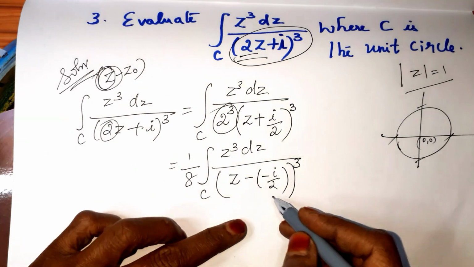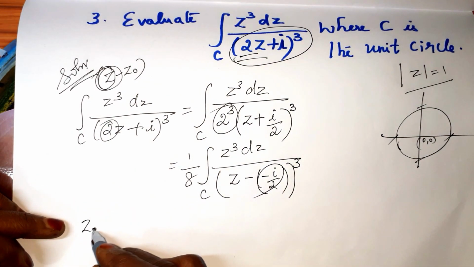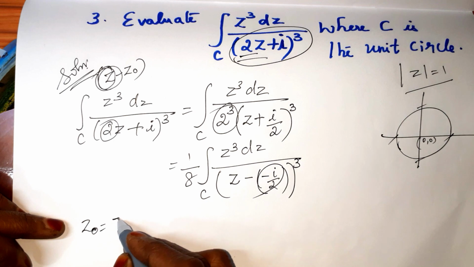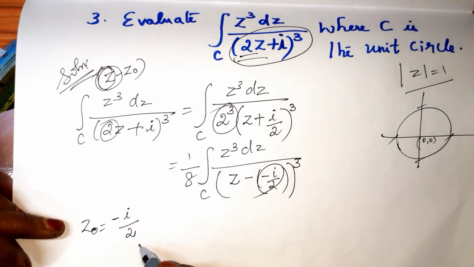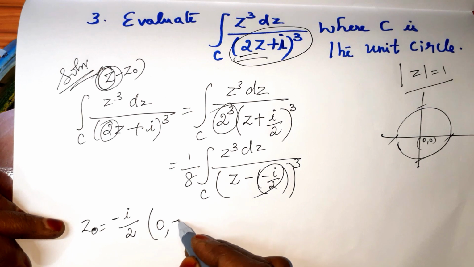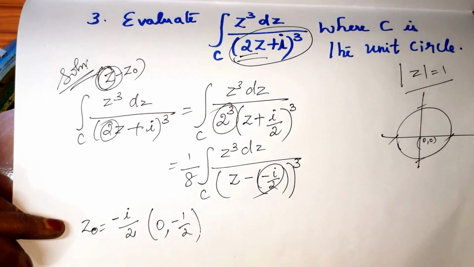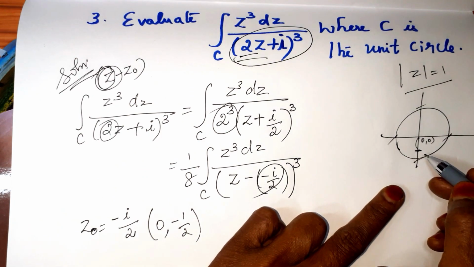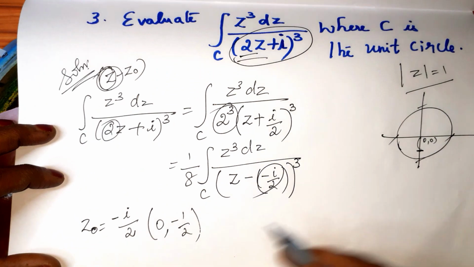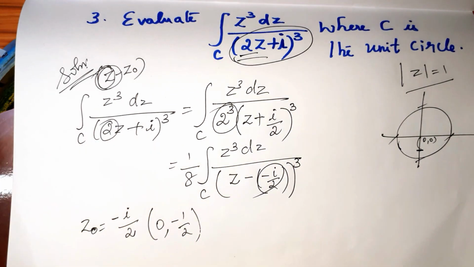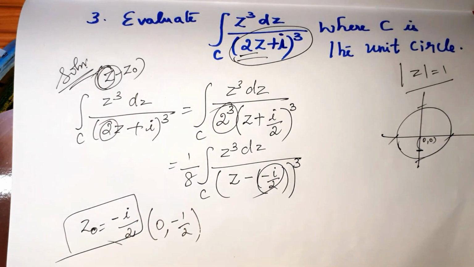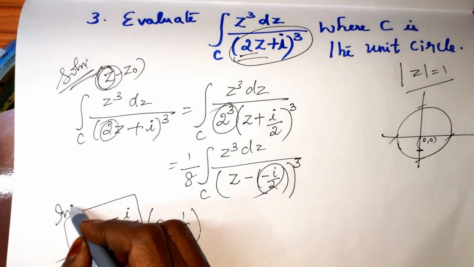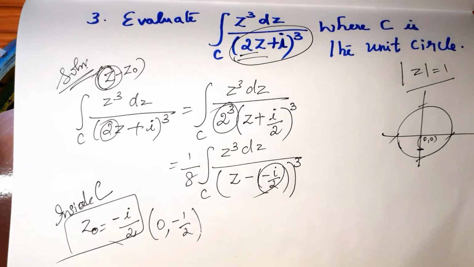Isn't it? Now what is z naught? It is minus I by 2. So what is the point we have? 0 comma minus 1 by 2. 0 comma minus 1 by 2 means this is a point lying here, which lies inside the circle. Am I right? So this is a point lying inside the circle. So our z naught given here is a point lying inside C. Okay, so now we are going to apply the formula for this.